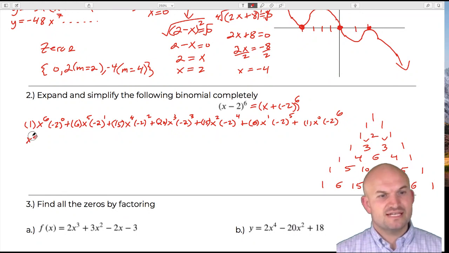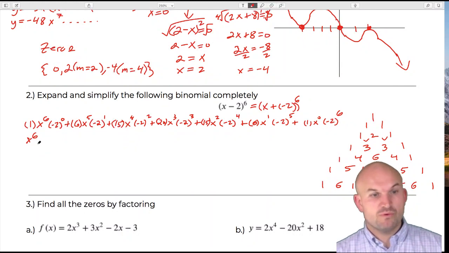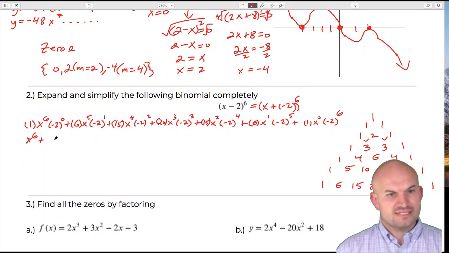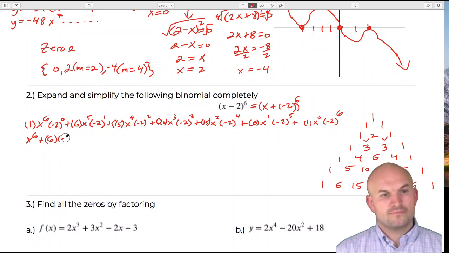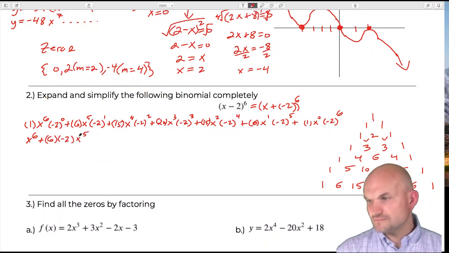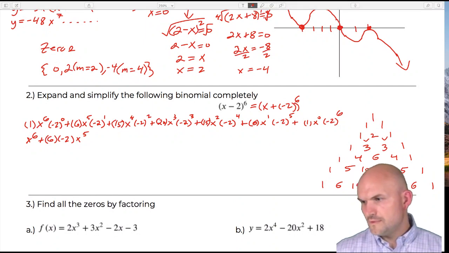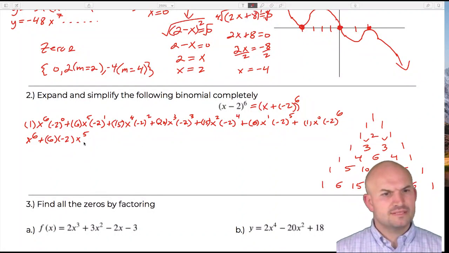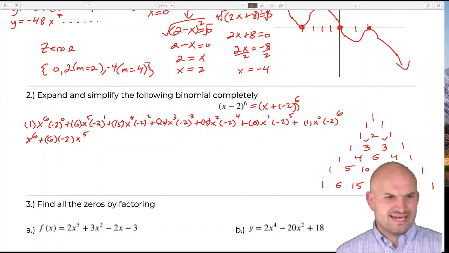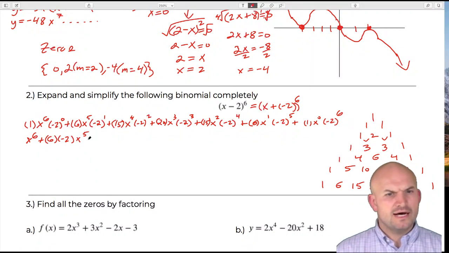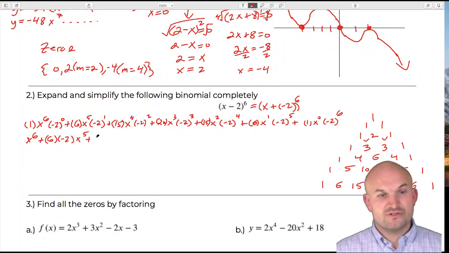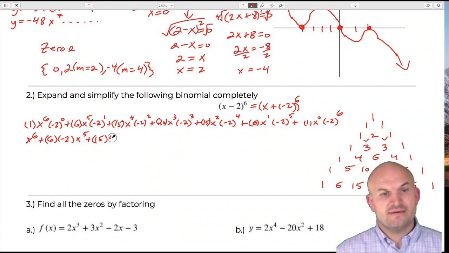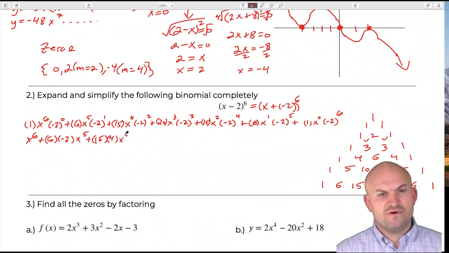So in this case, I have x to the 6, -2 to the 0 is just going to be 1. Then the next term I have plus, it's going to be a 6 times -2, and that's going to be times x to the 5th. So I'm just taking that -2 and plugging that back in front. And then plus over here, -2 squared is going to be 4, so that's going to be a 15 times 4 times x to the 4th.